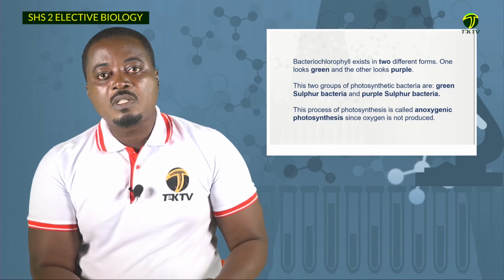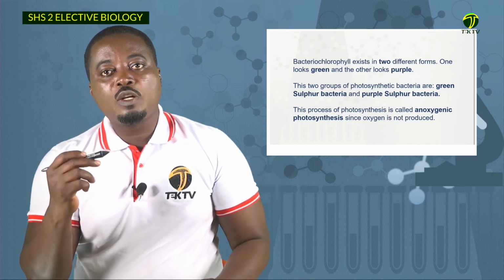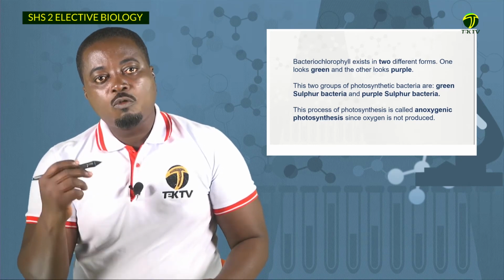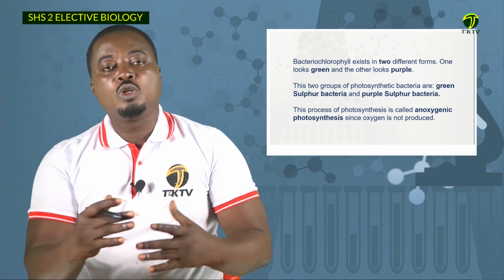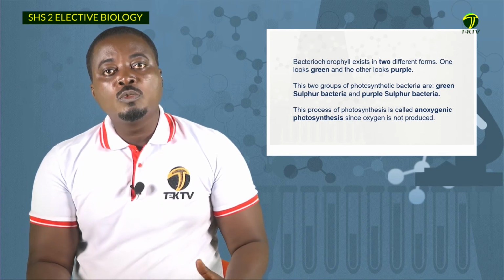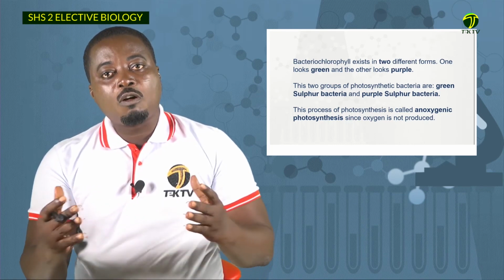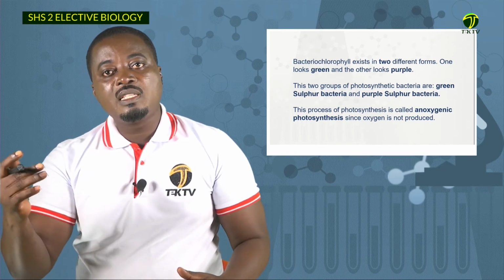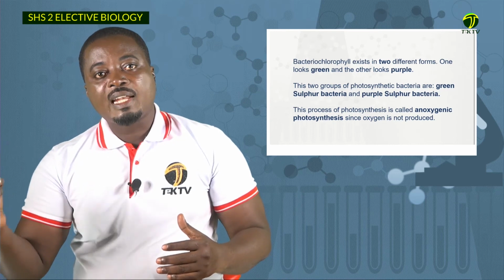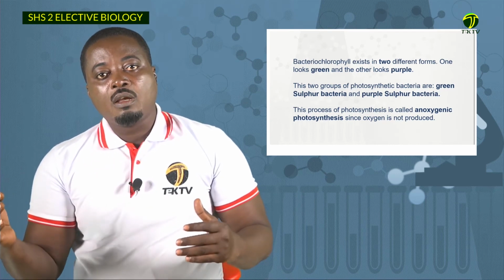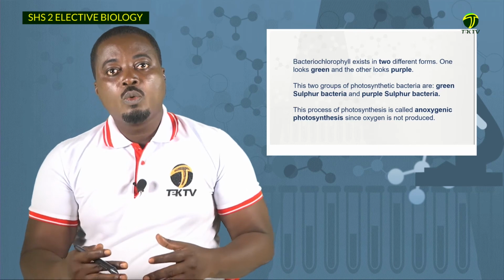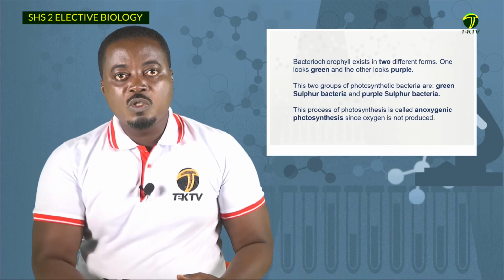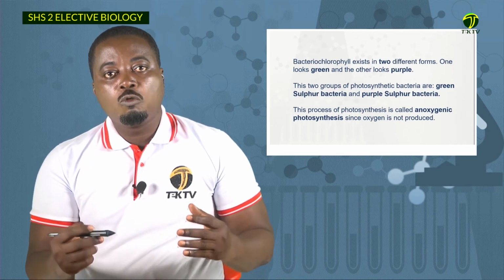This process of photosynthesis is called anoxygenic photosynthesis, since oxygen is not produced. So if you use hydrogen sulfide in the photosynthesis process and release sulfur as the end product, but you don't use oxygen, we call it anoxygenic photosynthesis.